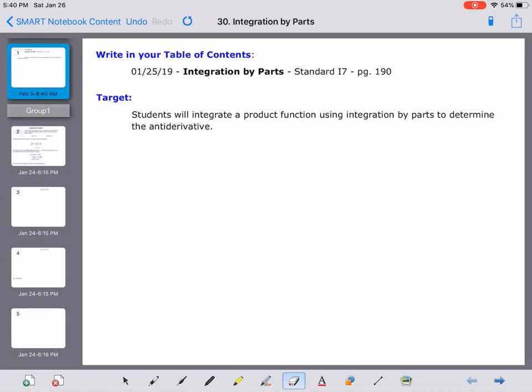Today's video is going to be over integration by parts. This is again another BC topic. This is your standard I-7, page 190 in your journal. The target for today is students will integrate a product function using integration by parts to determine the antiderivatives.